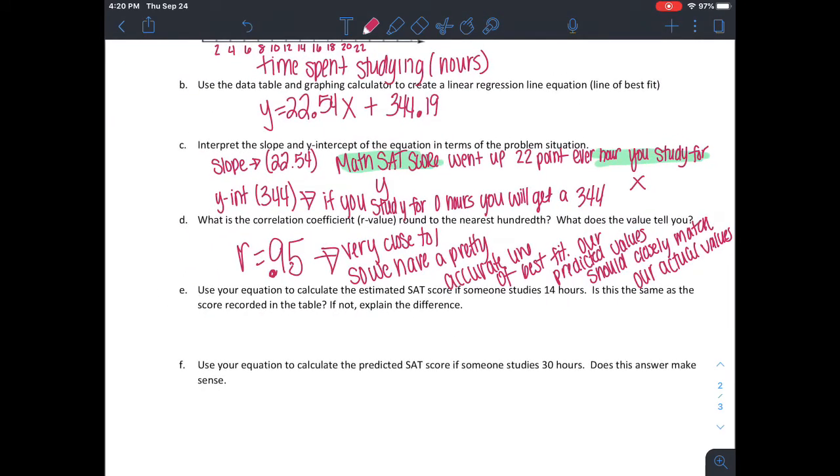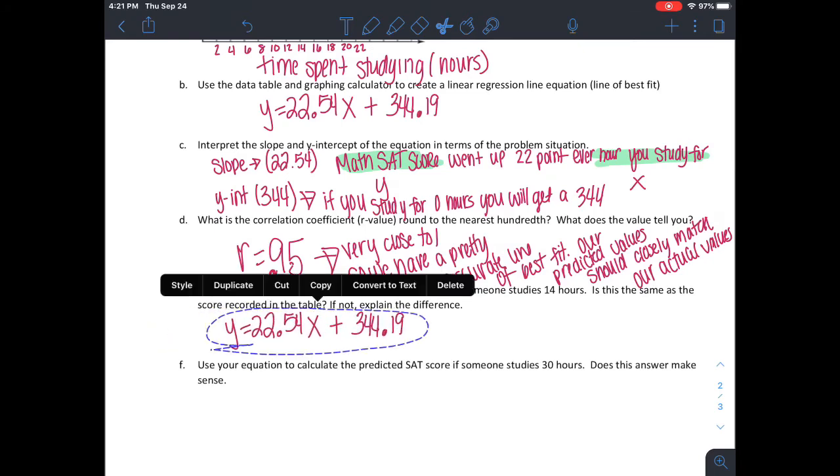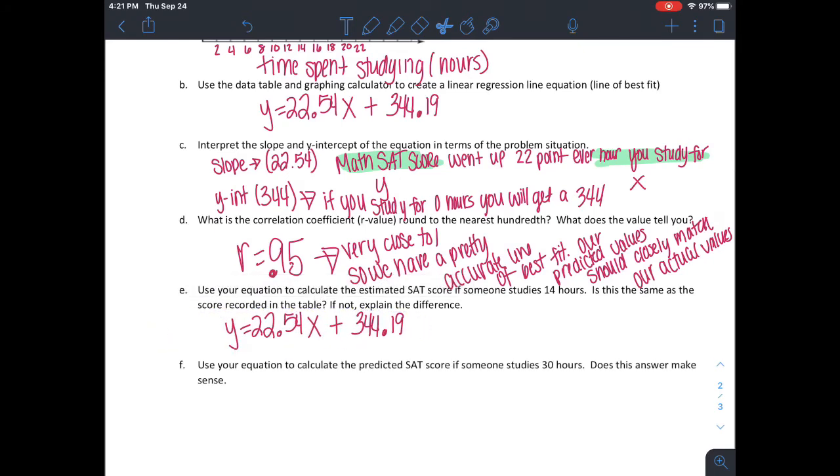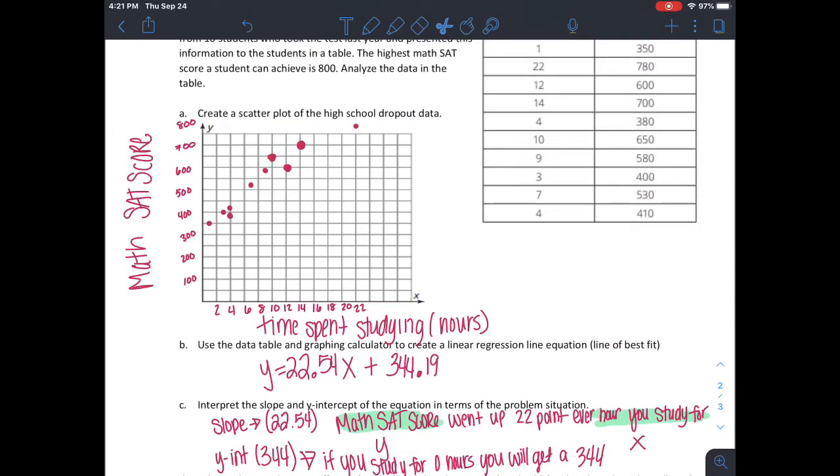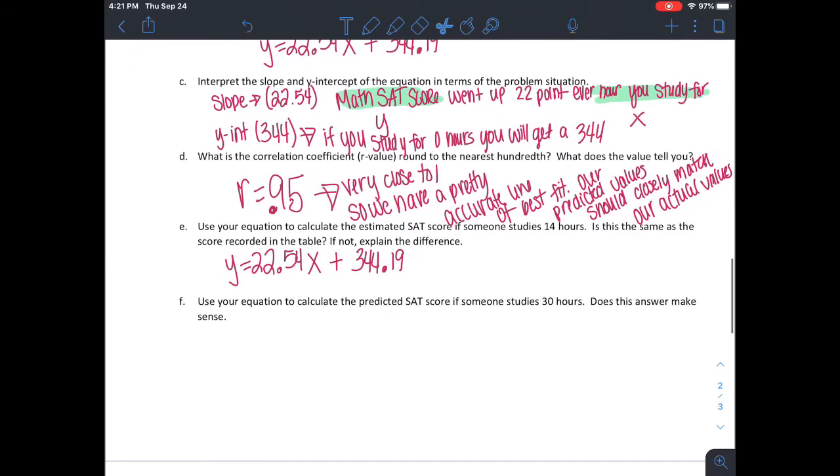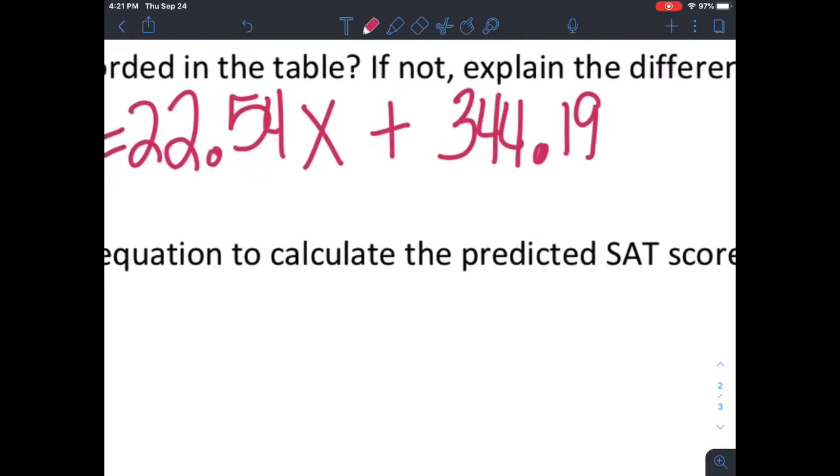Okay, so what this strong correlation tells you: since it's very close to 1, we have a pretty accurate line of best fit. Our predicted values should closely match our actual values. So we're going to use our equation that we found in part B. So let's copy and paste that. We're going to use that equation to estimate the SAT score if someone studied for 14 hours, which we actually had someone who studied for 14 hours. So let's see how close we are to what was actually recorded in the table.